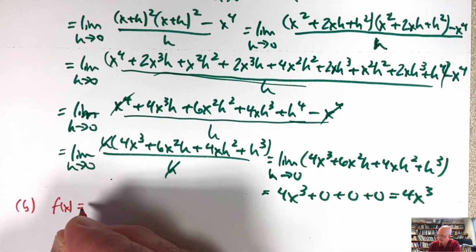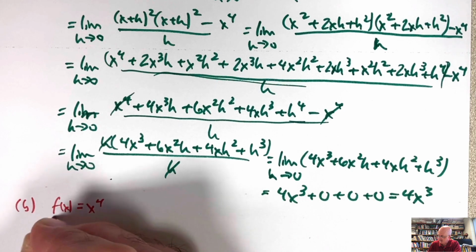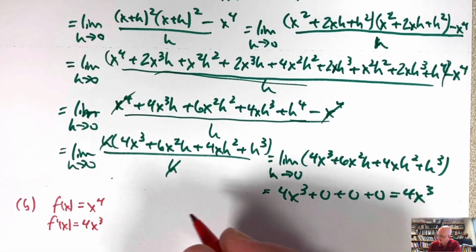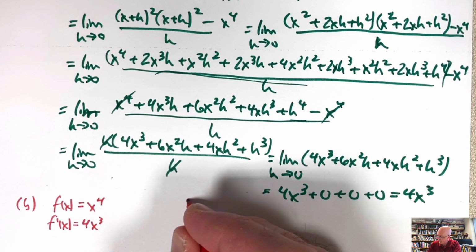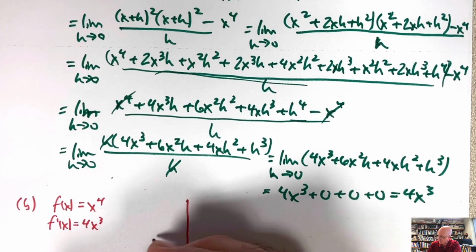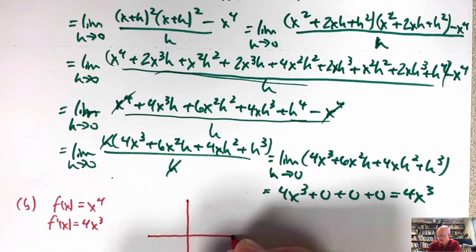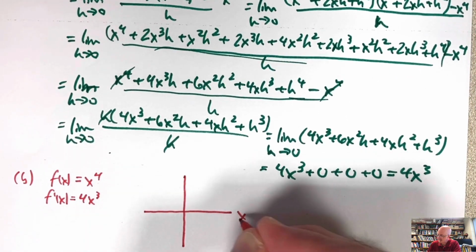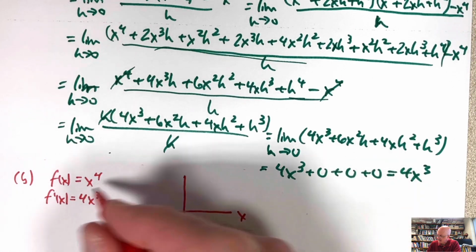So f of x here is x to the 4th. F prime of x is 4x cubed. I mean, yes, you could plot points. I'm not going to bother plotting points, so I'm not going to make a super careful graph. I'm going to make more careful graphs on problems to come in this video. So here's the x-axis. I'm plugging in different values of x.